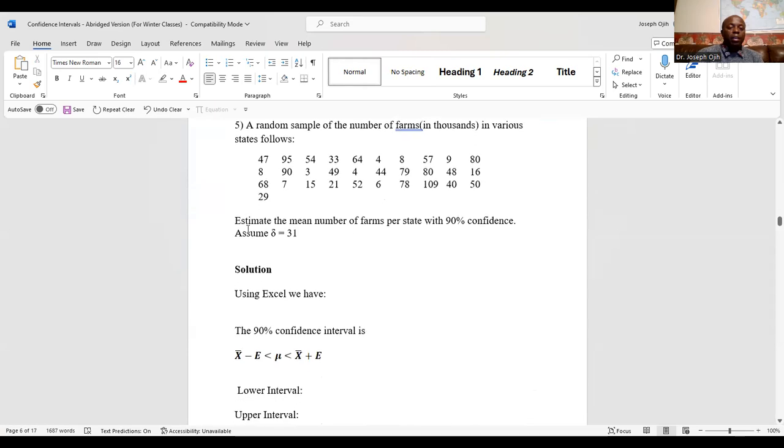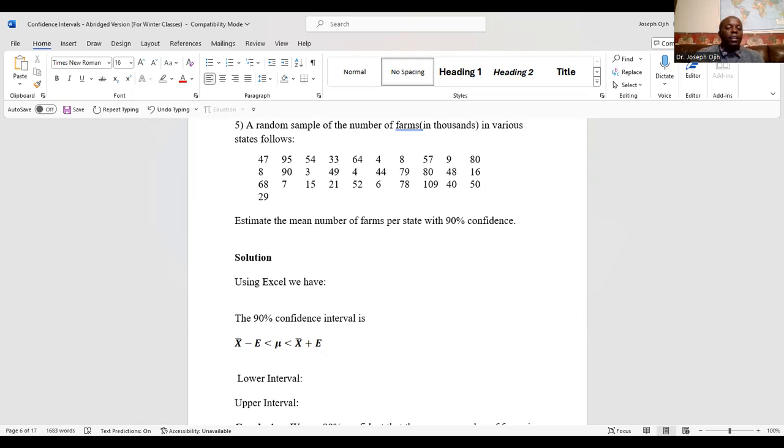Okay, it's from here. And they say a random sample of the number of farms in various states are given as follows. So give numbers, number of farms in thousands. That means this is 47,000 farms, 95,000 farms, and so on. He said, estimate the mean number of farms per state with 90% confidence. That means he's asking you to find the 90% confidence interval for the average number of farms per state.